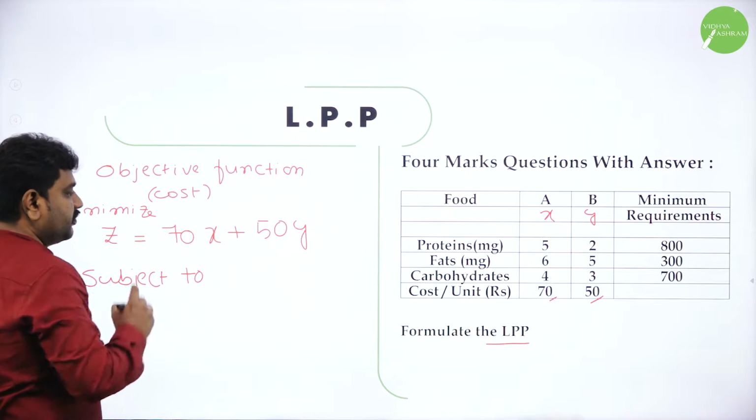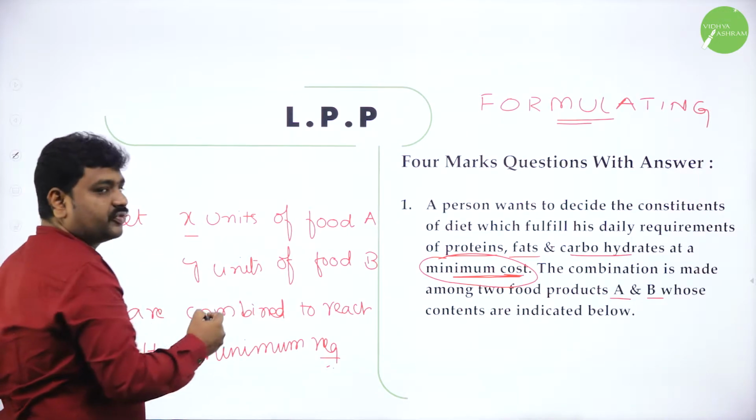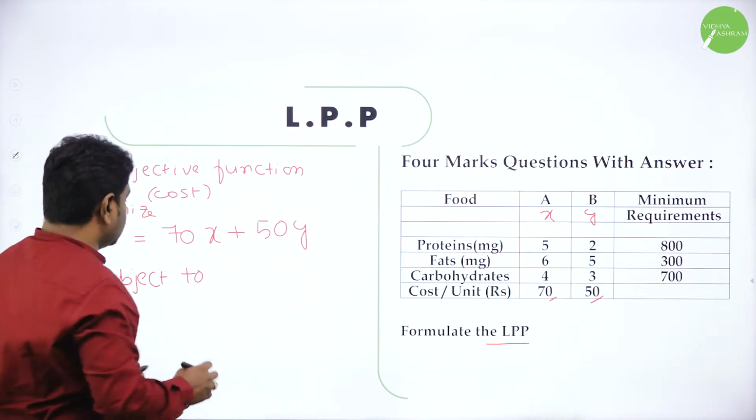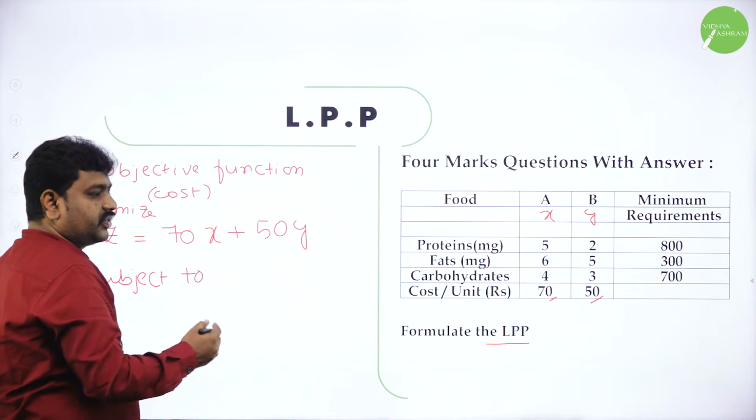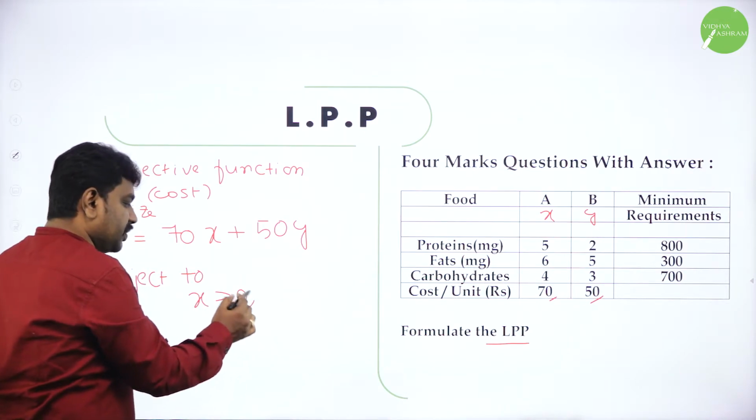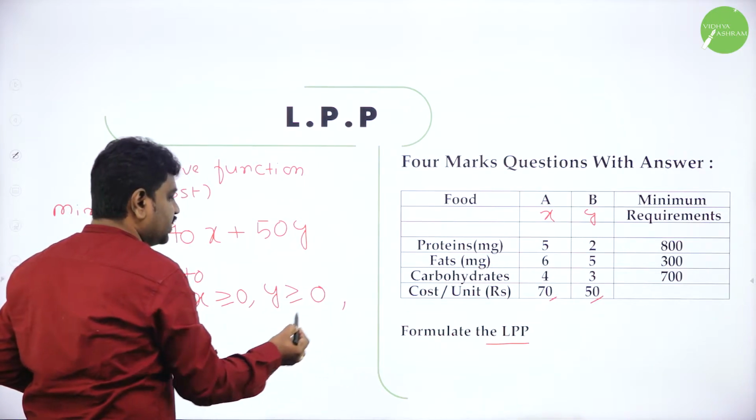Condition ಏನು? First condition, you are mixing x units of A with y units of B. Number of units cannot be negative. So first constraint I can write x and y greater than 0. Number of units whatever you are mixing should be greater than 0, positive. X and y greater than or equal to 0 is the first constraint.